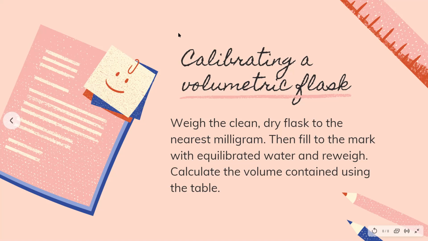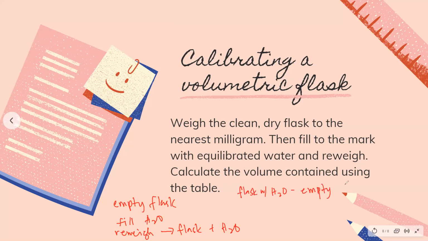So the procedure is the same, class, as with the pipette and the burette. But this time you will not transfer the volume like with the pipette and burette; you transfer it to a container and the container is what you weigh. This time, the flask itself, the empty flask, you weigh, fill with water, and then reweigh. Then it's the same procedure: you get the weight of the water by subtracting the flask with water minus the empty flask.